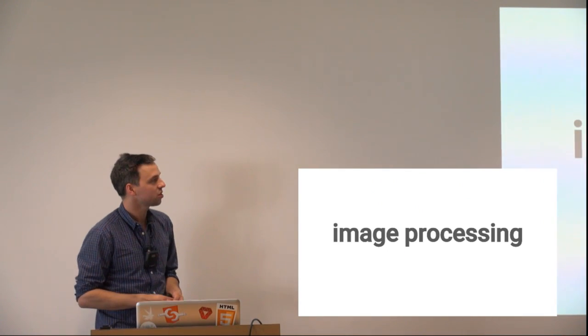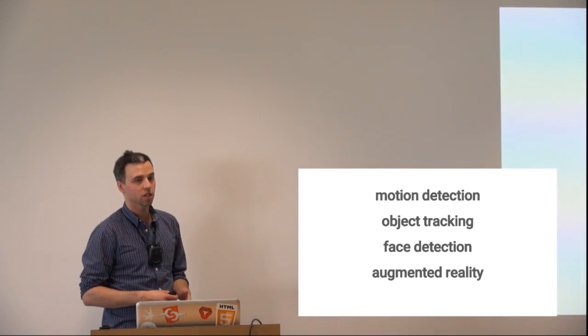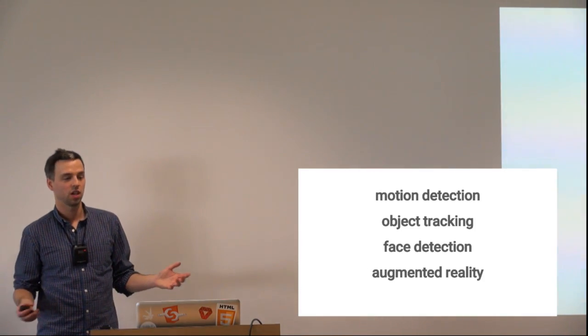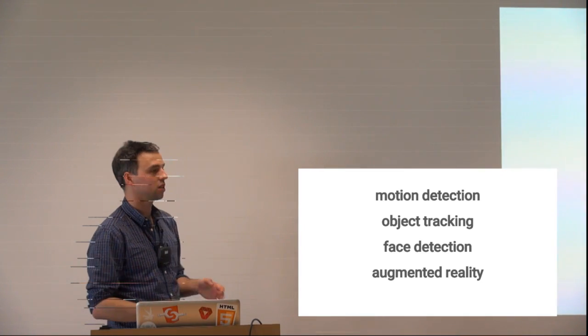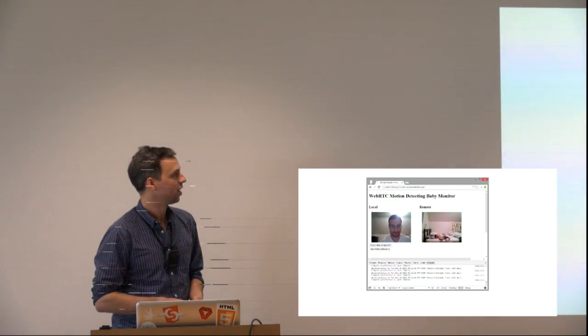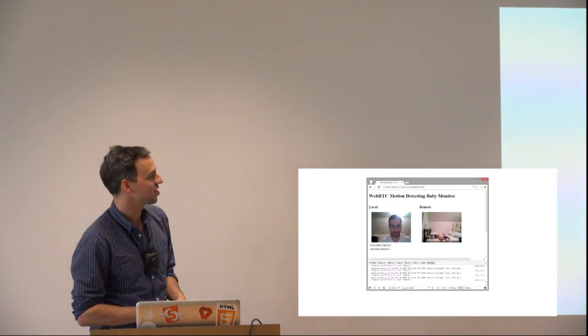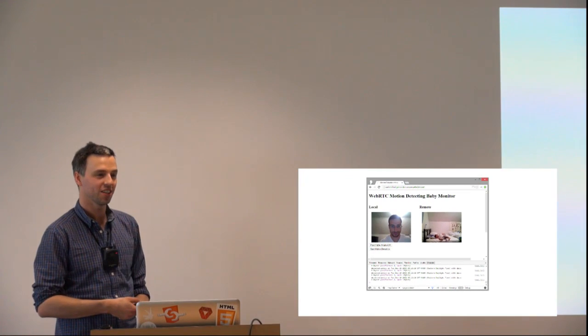So another thing that you can do with WebRTC is image or other video processing. So you can actually do anything you want. You can do motion detection, object tracking, face detection, augmented reality, any kind of processing that you can think of. And here's actually a funny application. It's a baby monitor. It actually detects when the baby moves and sends notifications to the browser's console.